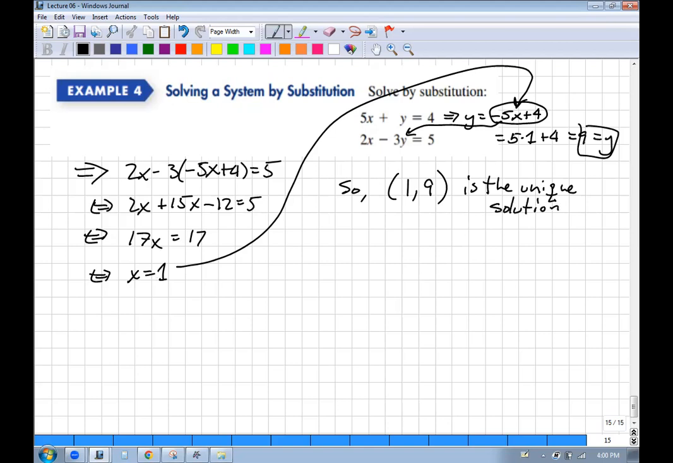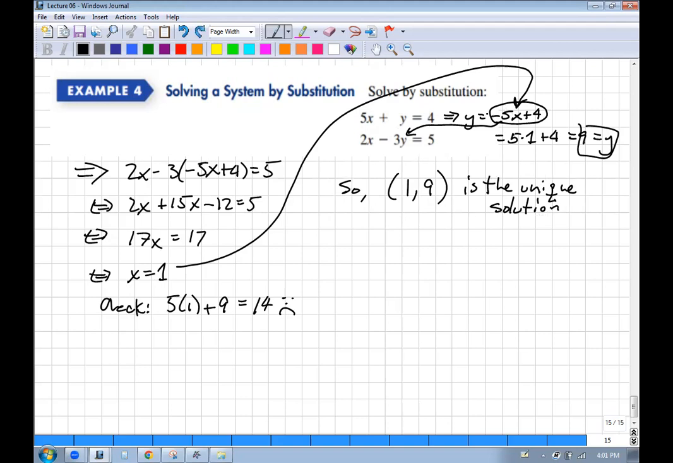We could check. All right, for the first equation, if I replace x with 1 and y with 9, I get 14. And that's not any good. I need to be getting 4. Right? So I did something wrong. This did not work. Let's check our work here.